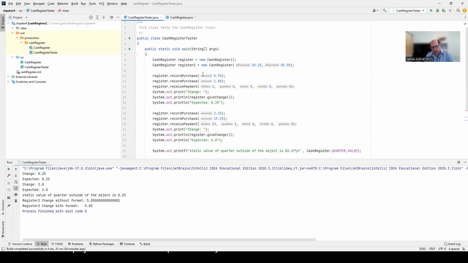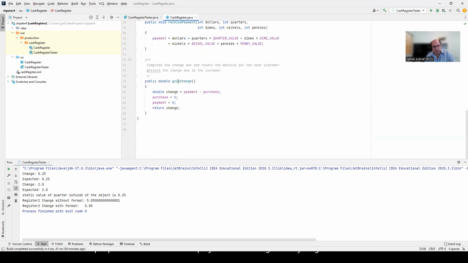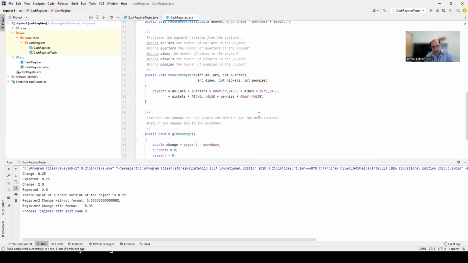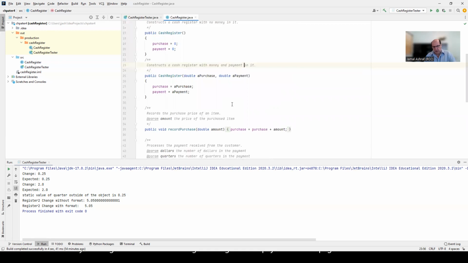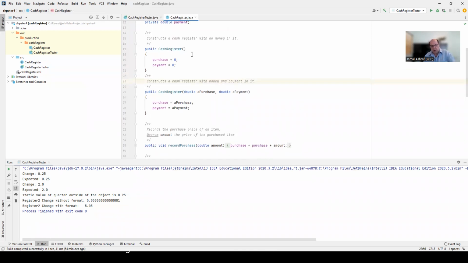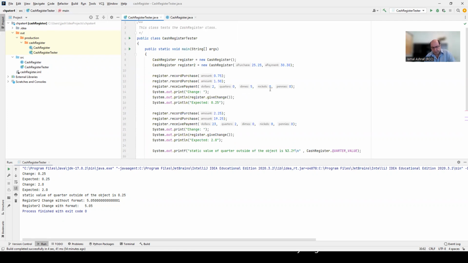So when I'm testing my class, I want to test for everything. Remember, you're writing a class, you want to give it to other people to use it or add it to a project or something. So everything that I have here in my cash register, I want to test it. So give change, receive payment, record purchase. I want to test all of these things, including my constructors. I want to test them all. So I want to test to be sure everything is okay. So we calculate things by hand and then we test it to be sure it's going to be okay.